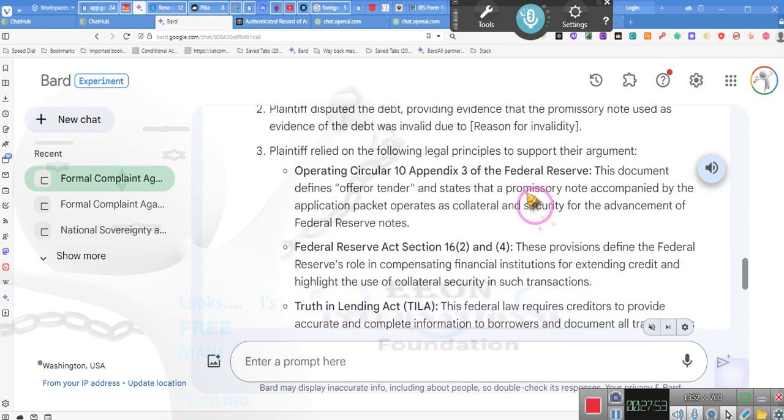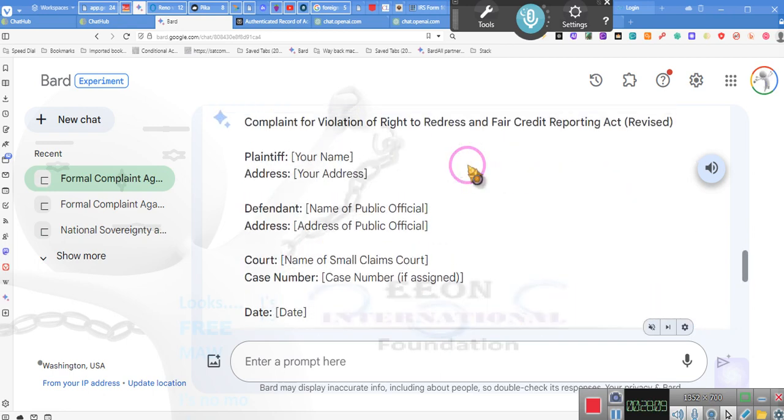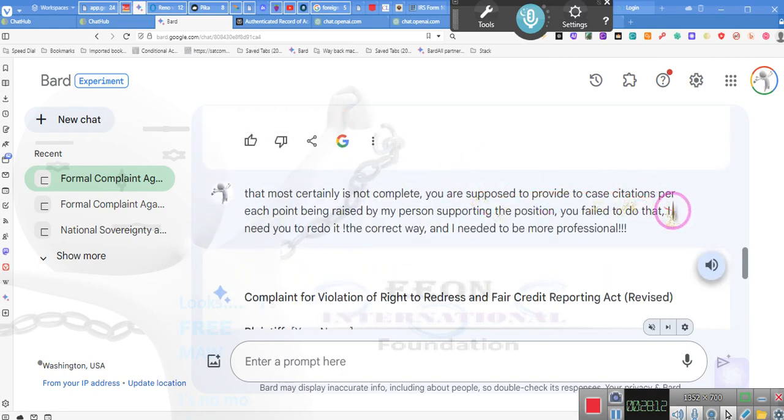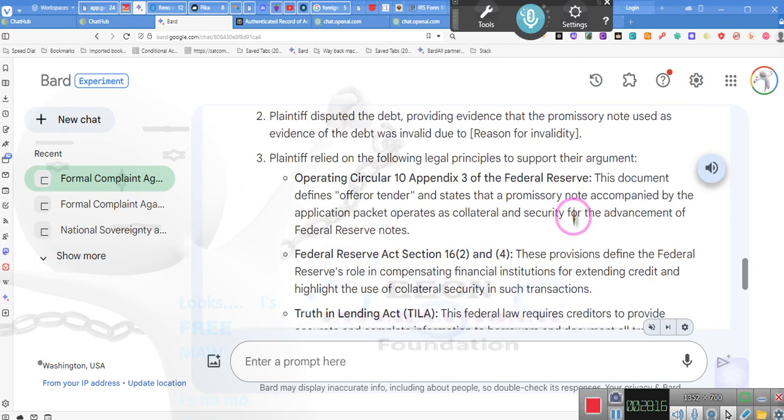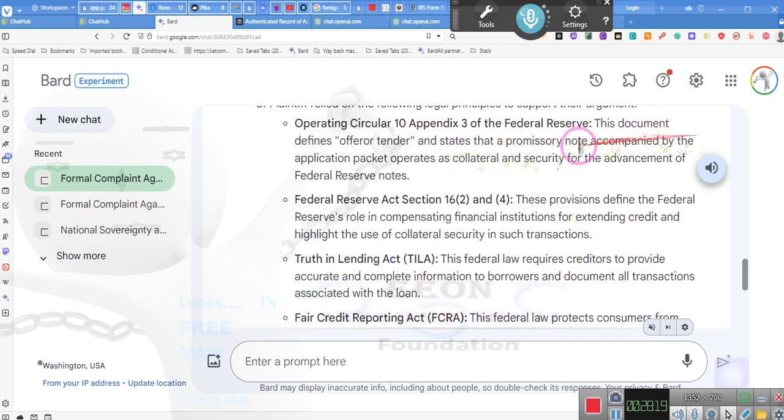Okay, ladies and gentlemen, I can live with that. I can live with the fact that Operating Circular 10, Appendix 3 documents that the tender offer, oh, that's because it said offer. Y'all go, it's just an offer of tender. So it's supposed to be offer of tender. But anyway, it states that a promissory note when accompanied by the application packet operates as collateral and security for the advancement of Federal Reserve notes. And the Federal Reserve Act Section 2 and 4, Section 16, Paragraph 2 and 4, these provisions define the Federal Reserve's role in compensating financial institutions for extending credit and highlight the use of collateral securities in such transactions.